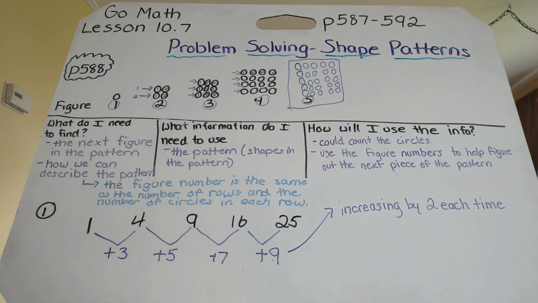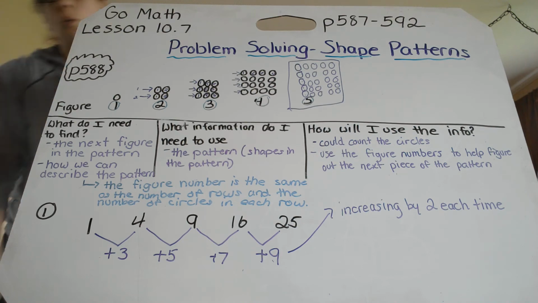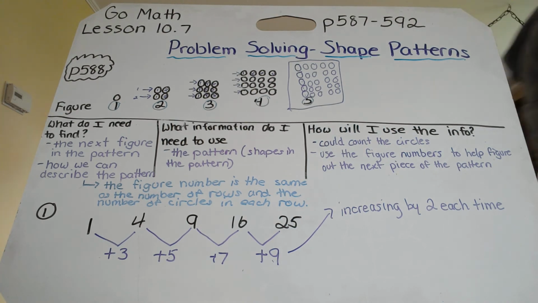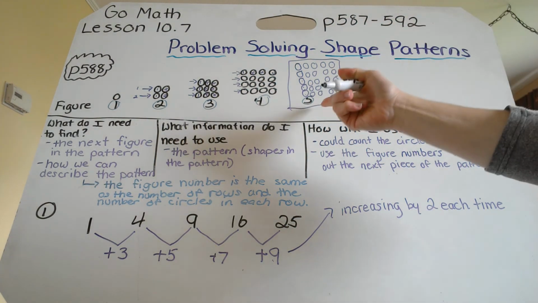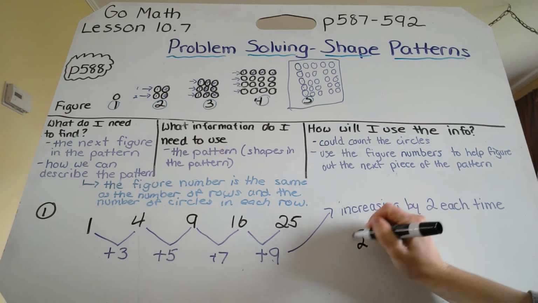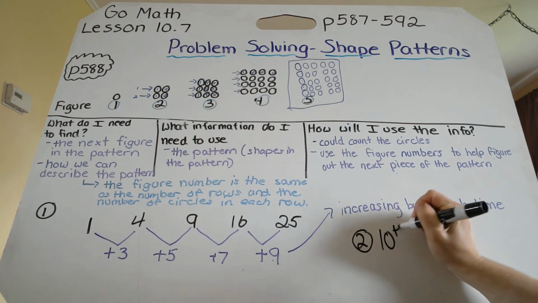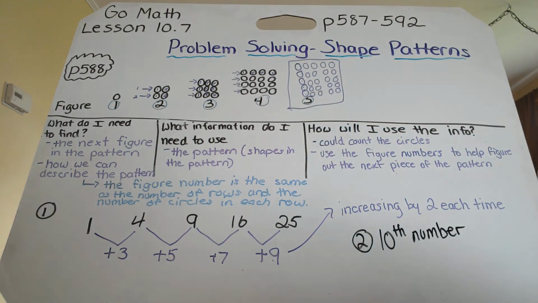All right, so that was number 1. Now number 2 wants us to kind of make a prediction. Number 2 says, what would the 10th number in our pattern be? The 10th number. Well, we know the 5th figure has 5 rows, 5 circles. So if we are doing the 10th number, or the 10th figure, how many rows would it be?